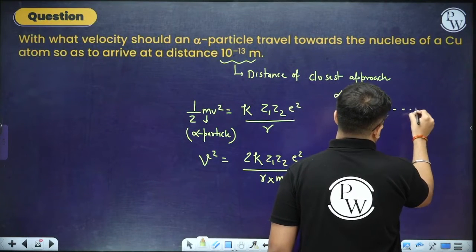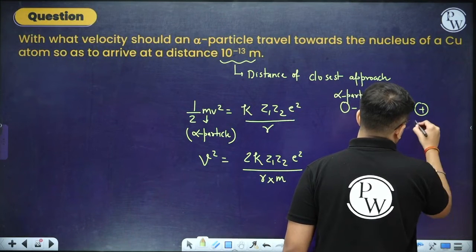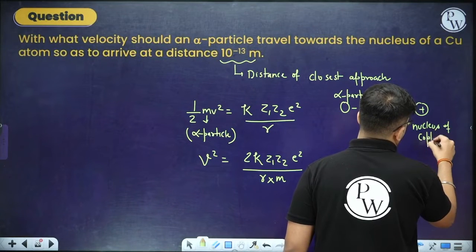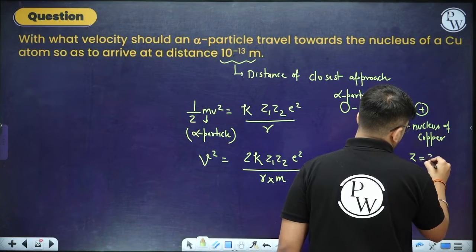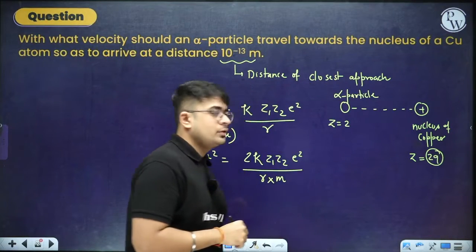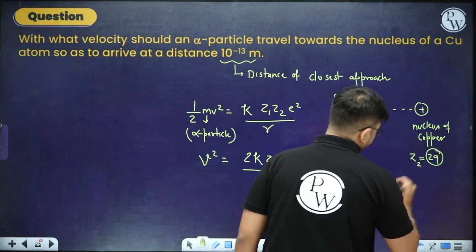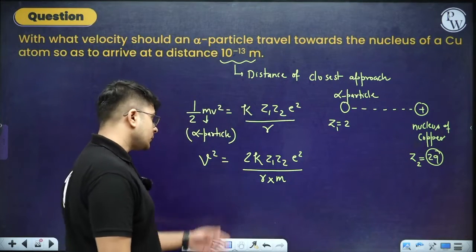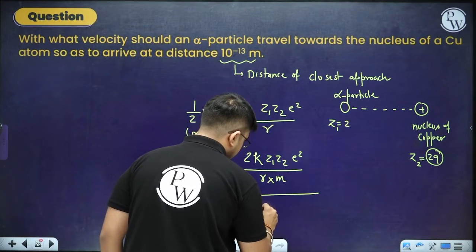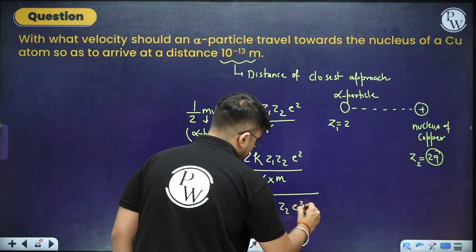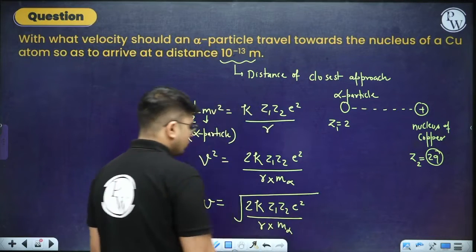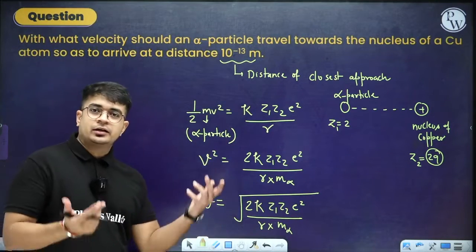And this is your nucleus of copper. It means Z is equal to 29 in this particular case. Z is equal to 2 in this particular case. So we have the value of Z1, we have the value of Z2. Just put the values. V will be equal to square root of 2k Z1 Z2 e square upon r into mass of alpha particle. Okay. So just put the values and you will get the final answer.